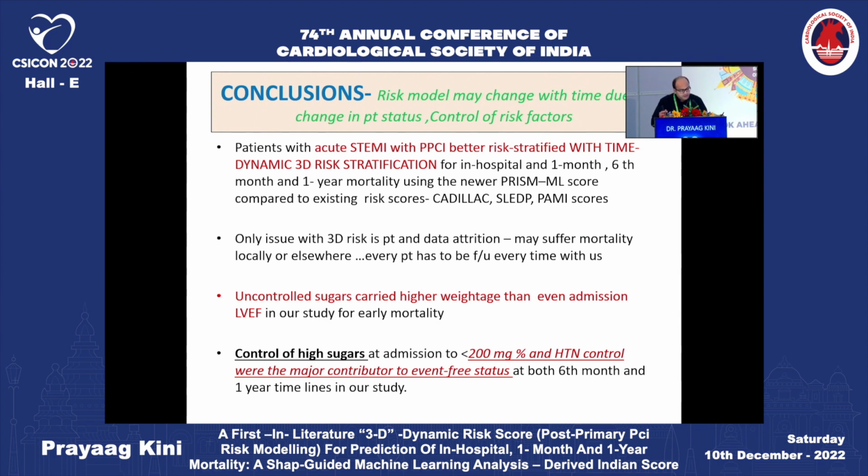The only issue with the 3D score is patient attrition. I completely agree. I plead guilty that I have less than 50% of patients, but at least it gives us a very important risk factor which can be controlled initially, because uncontrolled risk factors, uncontrolled sugar and hypertension, continue to be a very strong risk factor, both at the 6th month and at the 12th month. And if we can target sugars to less than 200, and if we have hypertension control, they can be major contributors to an event-free status at 12 months, rather than applying the first-month score at the 12th month.